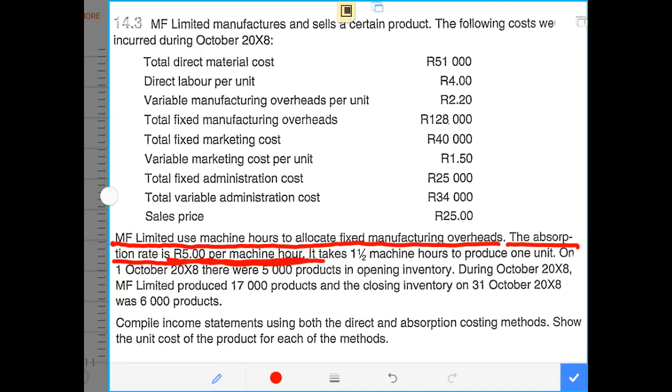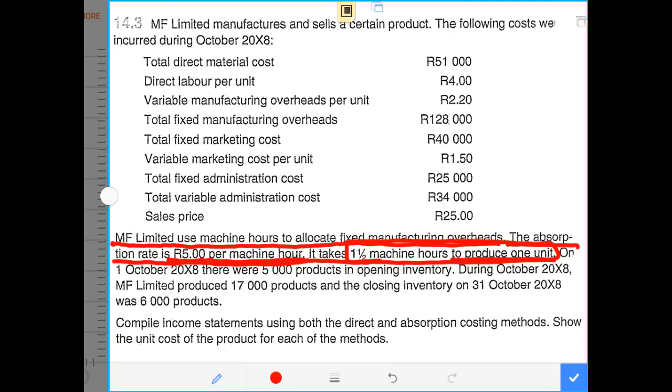And they say it takes 1.25 machine hours to complete 1 unit of this product that MF Limited is manufacturing. So these are the machine hours that it takes to complete 1 unit of the product. And we know that the predetermined overhead rate is 5 rand per machine hour. Take note, it is not per unit but per machine hour.